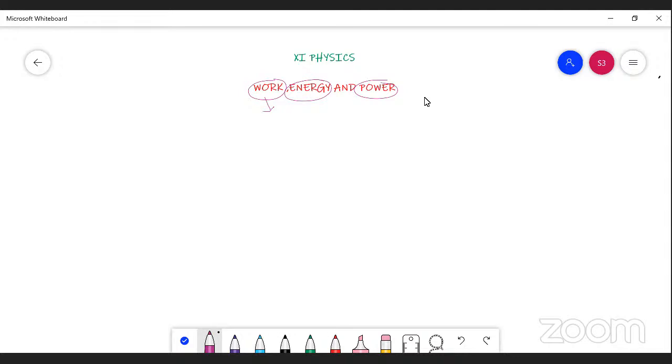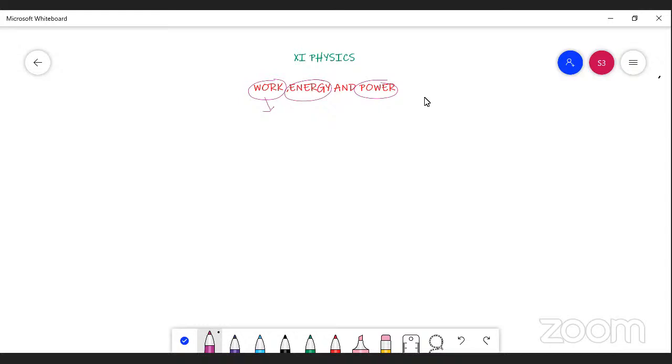We use the word work each and every day in our daily life activity. It refers to both physical work as well as mental work. But in physics, the term work possesses a precise definition. And also, when we do the work, how do we perfectly define the work?